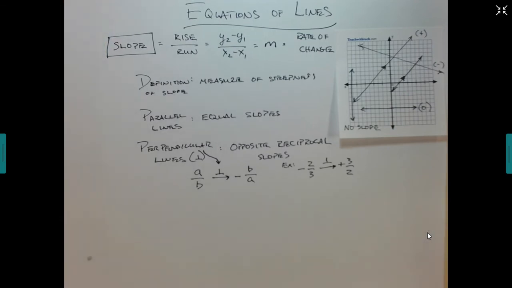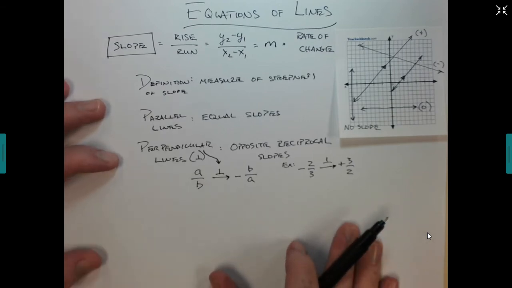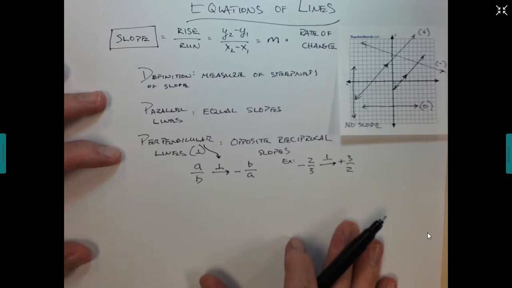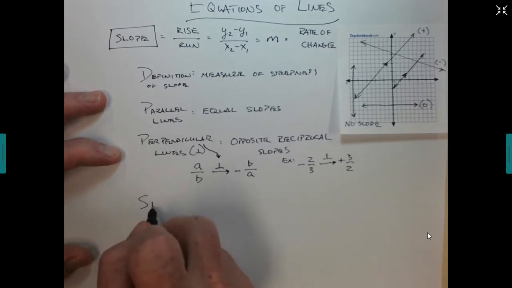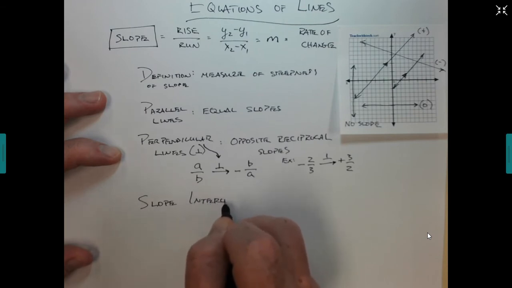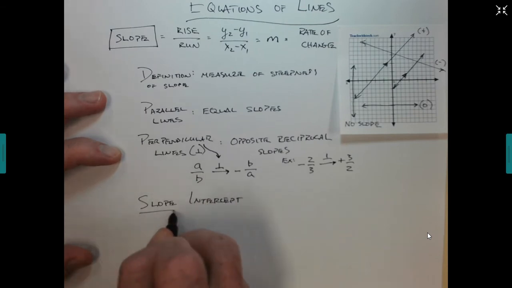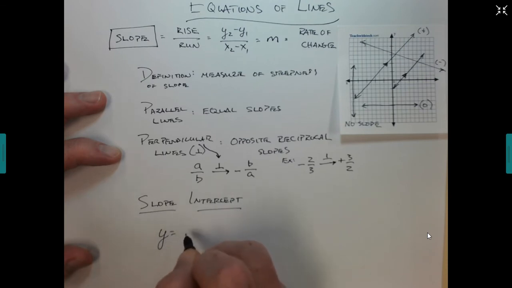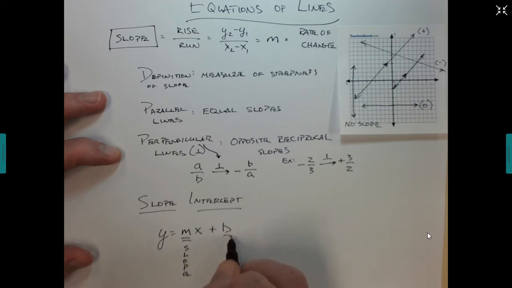All right? So slopes end up being a huge player in equations of lines. We have two main types of equations of lines. One of them is called slope intercept. This is one of the more familiar ones, y equals mx plus b. It's called slope intercept because we would need the slope, which is m, like we said before, and we would need the y intercept.